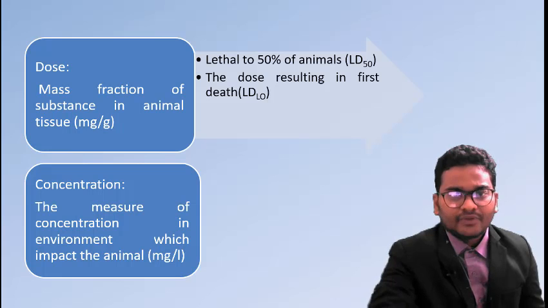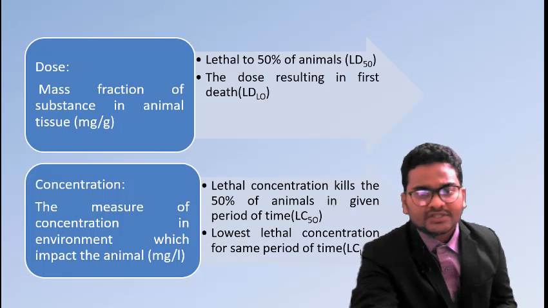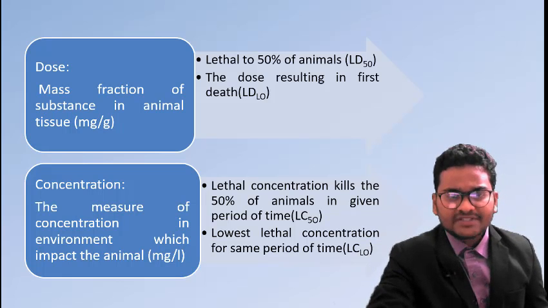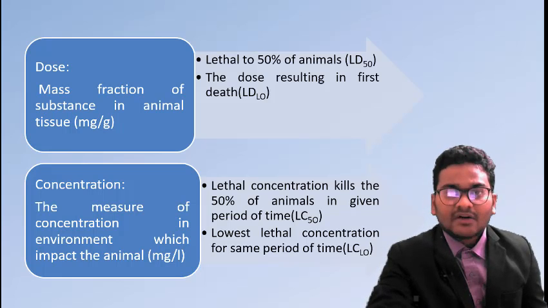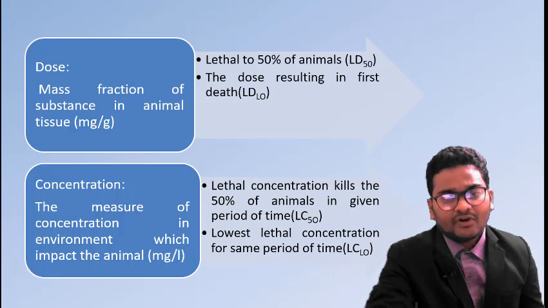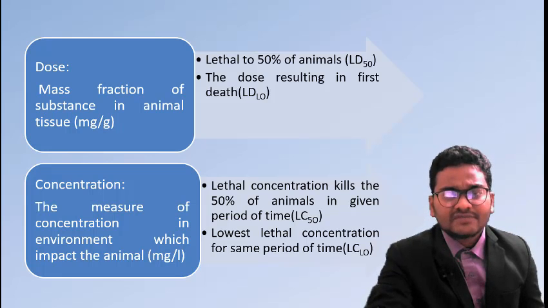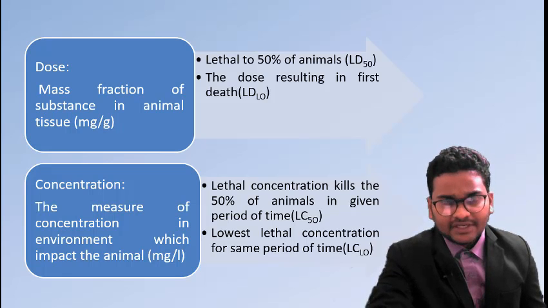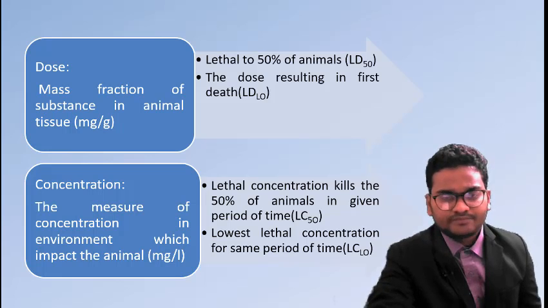So next one, the concentration. The lethal concentration which is going to kill 50% of the animals in that environment, we call an LC50. And what about the same concentration present in the environment for a given time, at which the lowest lethal effects, that means the starting lethal effects, are going to be formed? That is called LCLO.